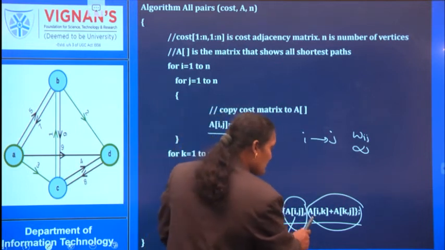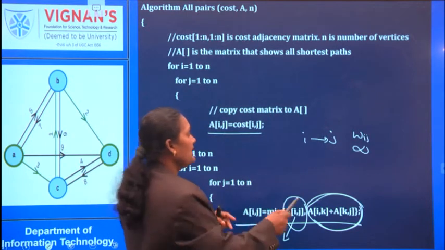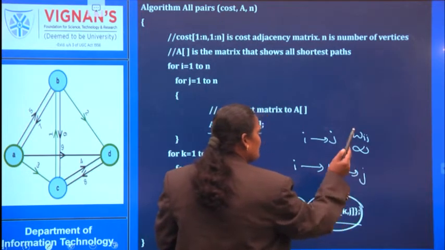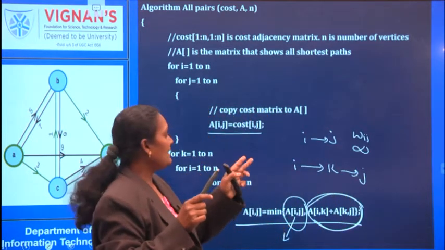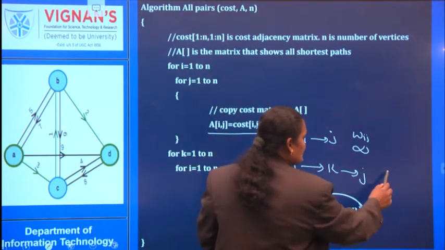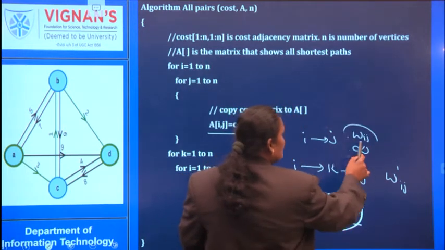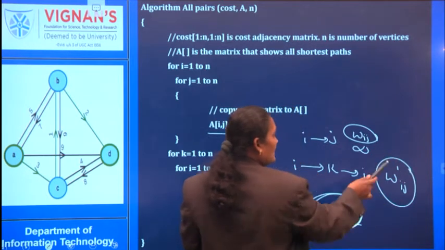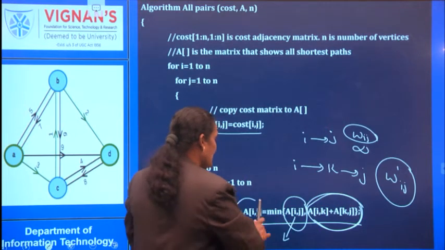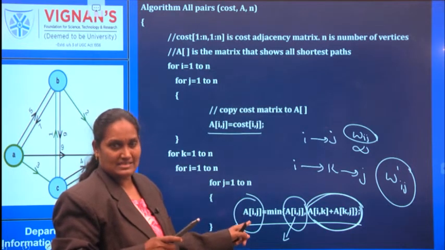Now what does this other term represent? This term represents Aik plus Akj. If I move from the vertex i to k and k to j, then what becomes the cost? Suppose that cost is W dash ij. So the first cost is Wij and the second cost is W dash ij. Out of these two terms, which becomes minimum? That minimum value is placed in the place of Aij, that is, that value is updated in the matrix Aij.